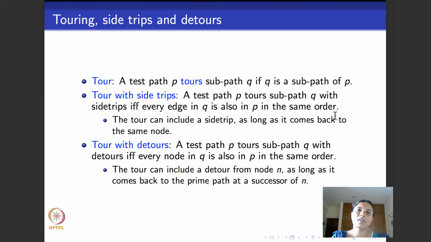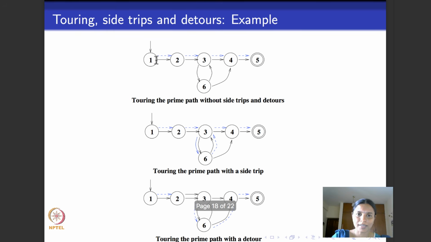It's like taking a side trip as a part of your main holiday, right? And what is a tour with a detour? A tour with a detour is when a test path P tours a subpath Q with a detour, if edges don't come in the same order, but vertices come in the same order, right? So I'll show you an example.